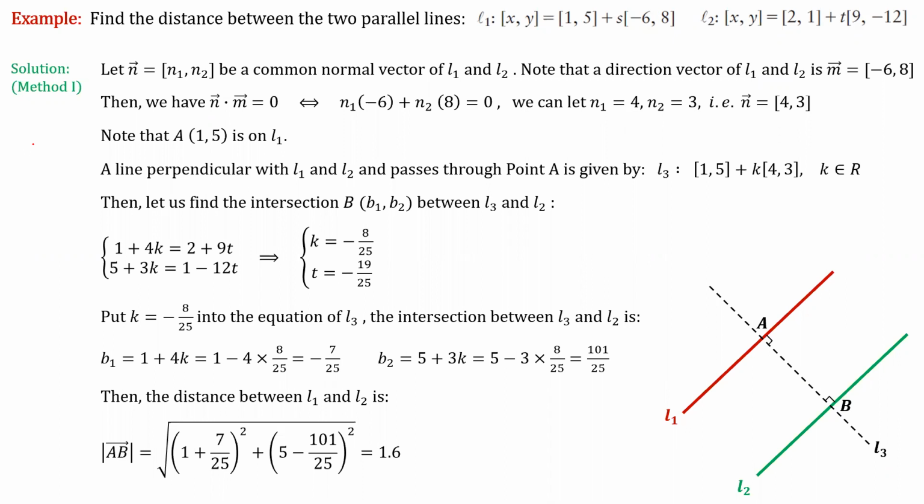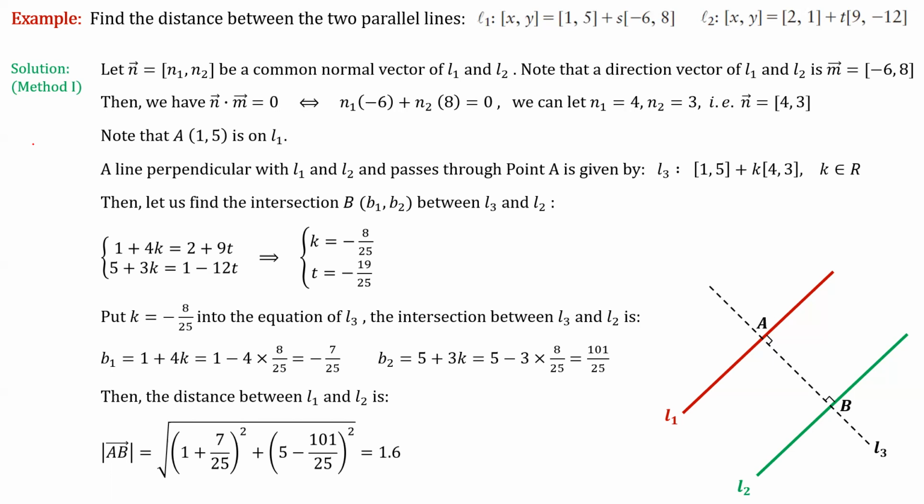Then let us find the intersection B, whose coordinates are B1, B2, between L3 and L2. So we can combine these two equations. 1 plus 4k equals 2 plus 9t, and 5 plus 3k equals 1 minus 12t. And we can find a pair of solutions for this system of two linear equations, which is k equals -8 over 25 and t equals -19 over 25.